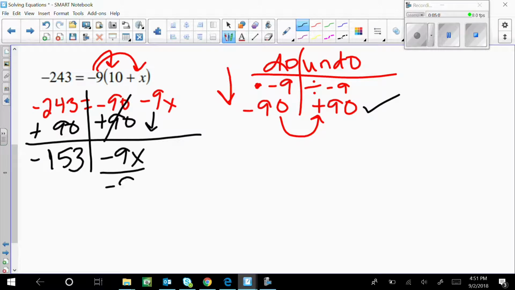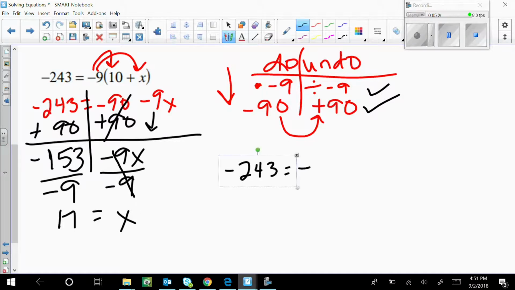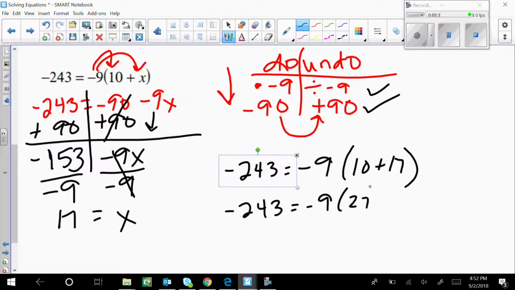Now I'm going to divide both sides by negative 9. Negative 9 divided by negative 9 is 1, so I can just cross that out. Negative 153 divided by negative 9 is 17. I can always go back there and check that. Negative 243 equals negative 9 times (10 plus 17). Negative 243 equals negative 9 times 27. Negative 243 equals negative 243. So that's checked.